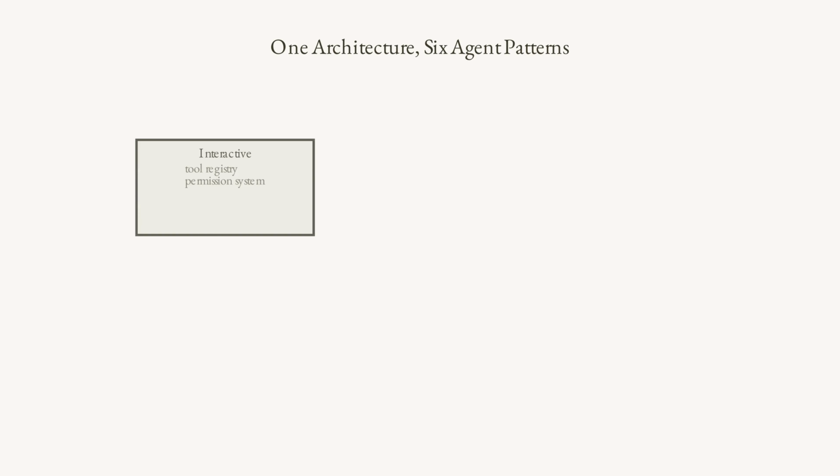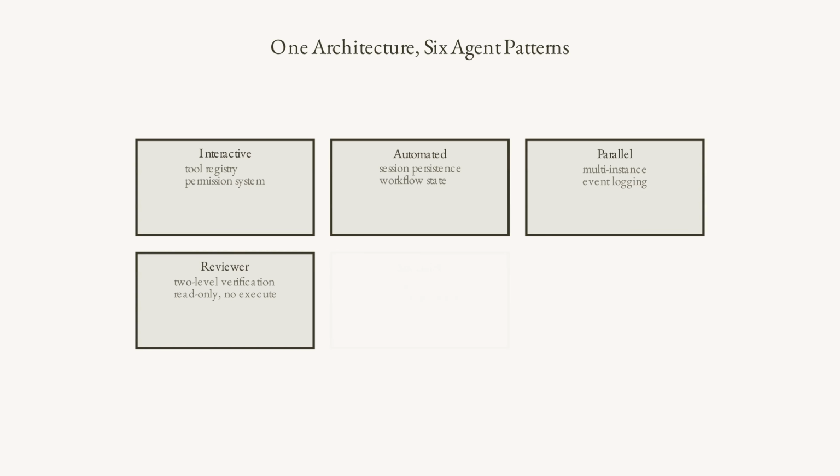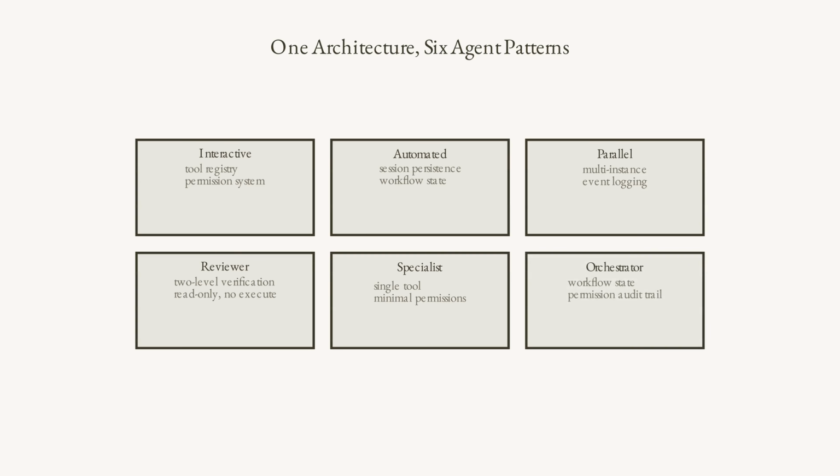The 6 agent types Claude Code supports and what the architecture enables for each. Type 1, interactive, responds to human requests in a session, uses tool layer. Type 2, automated, runs a defined workflow on a trigger, uses state layer for position tracking. Type 3, parallel, multiple instances on different subtasks, uses session persistence for coordination. Type 4, reviewer, reads code and checks for issues, uses verification layer without execution. Type 5, specialist, one narrow tool with deep expertise, minimal permission scope. Type 6, orchestrator, coordinates other agents, uses workflow state for multi-agent position tracking.